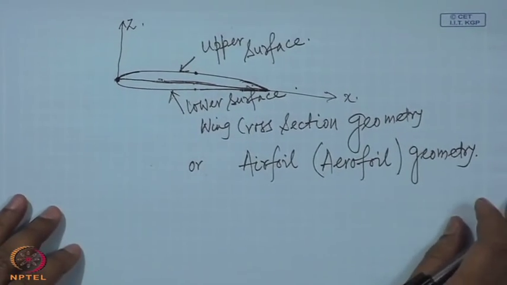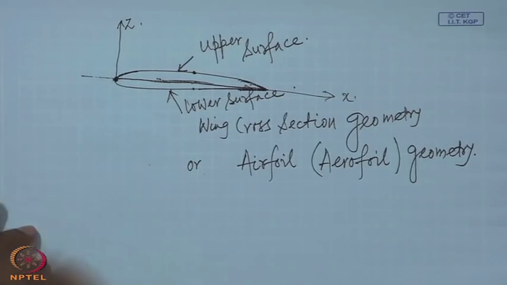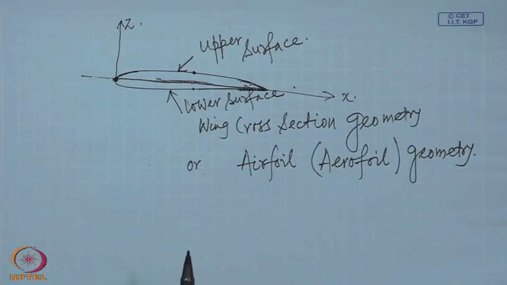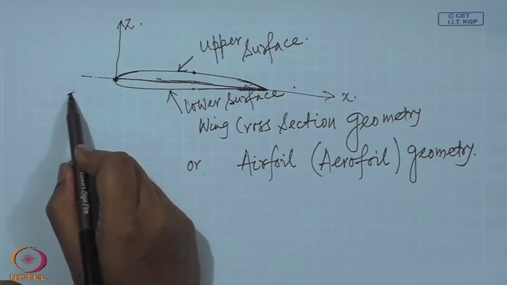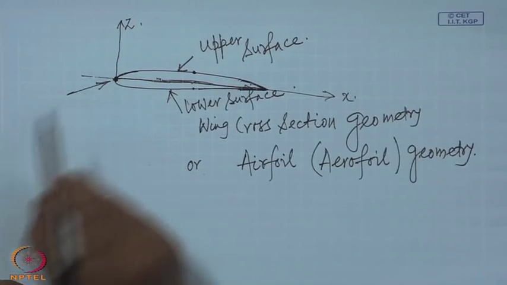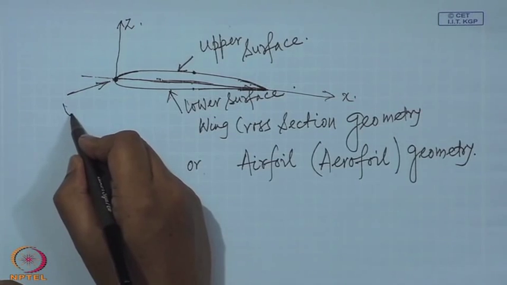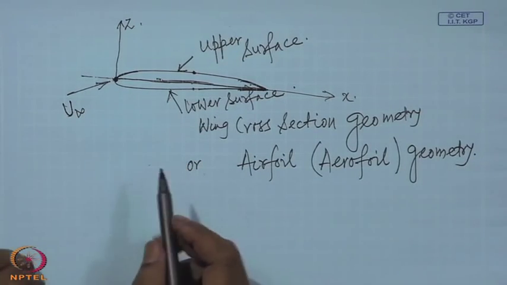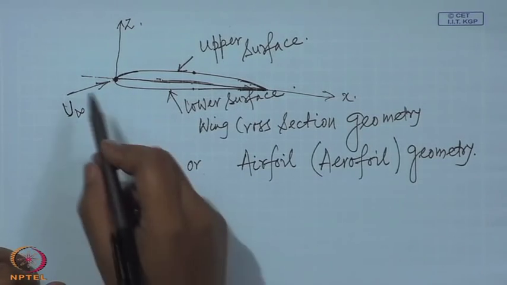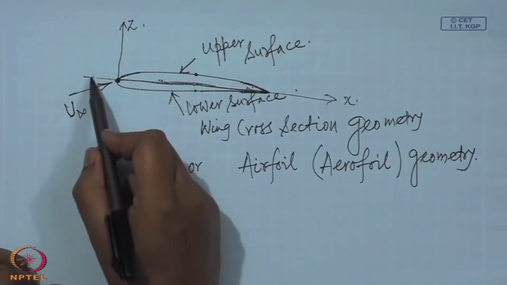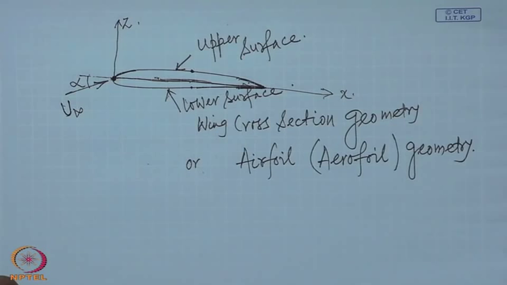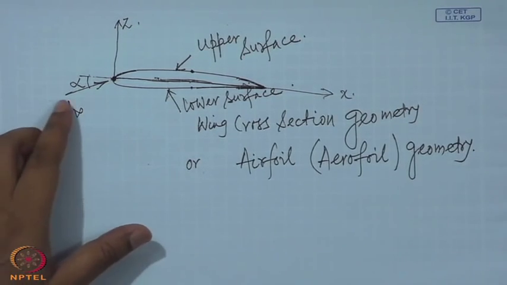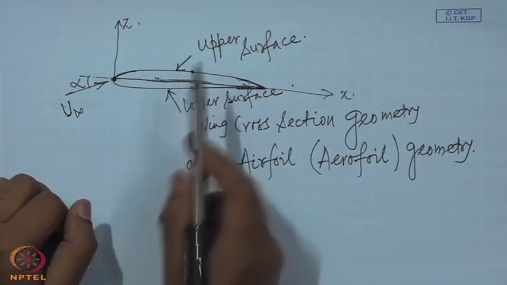The most important quantity in aerodynamics, as you are seeing, is called the angle of attack. It is the angle between the relative wind and the chord line. If we call this the relative wind, we will be denoting it by u infinity. Why, that will come later. The angle between these is called alpha. And remember that the lift force is normal to this u infinity and the drag force is along u infinity.